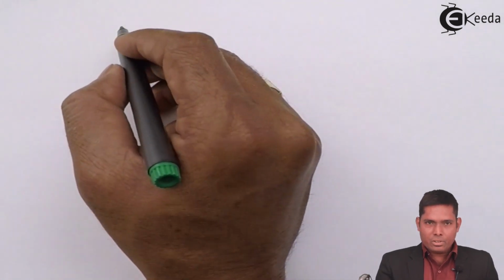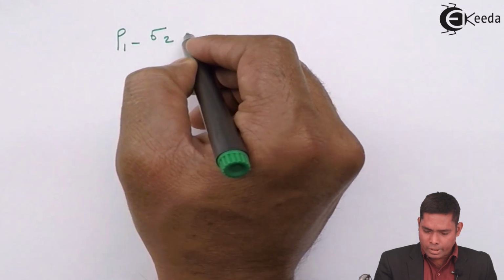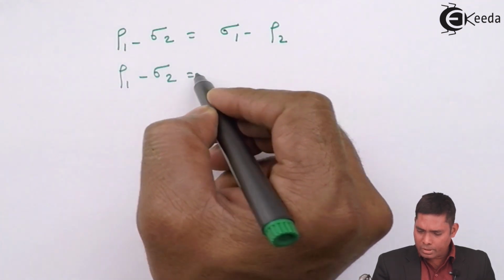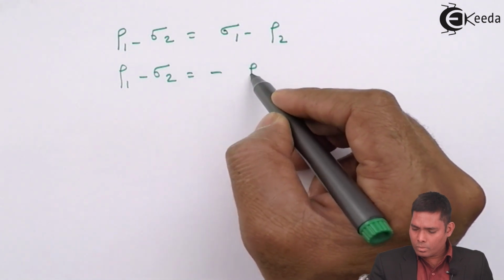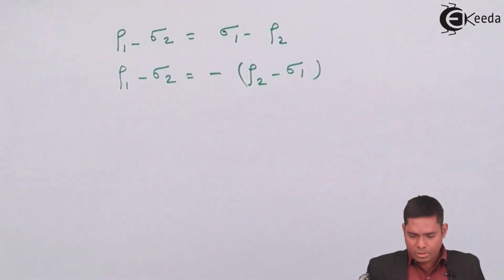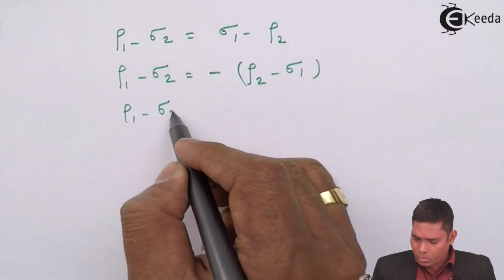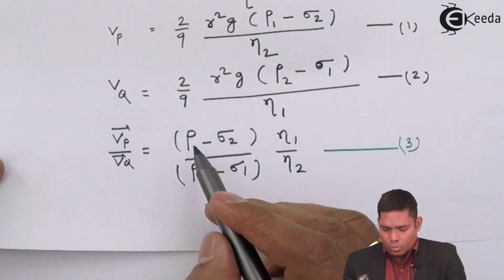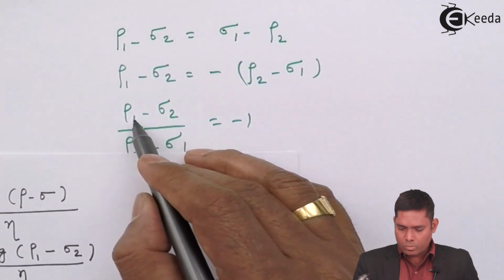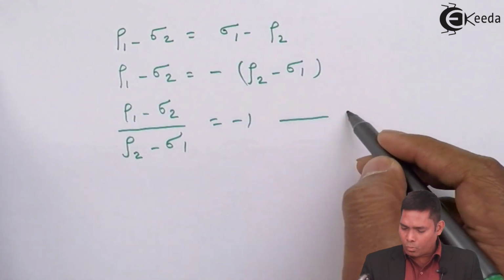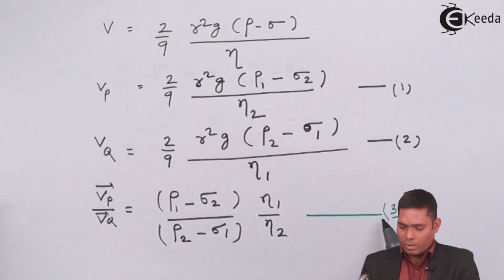That means rho 1 minus sigma 2 is sigma 1 minus rho 2, or we can write rho 1 minus sigma 2 is minus of rho 2 minus sigma 1. Okay, that means rho 1 minus sigma 2 divided by rho 2 minus sigma 1 is minus 1. So that means this is expression 4. If I put this expression 4 in 3, what I will get?